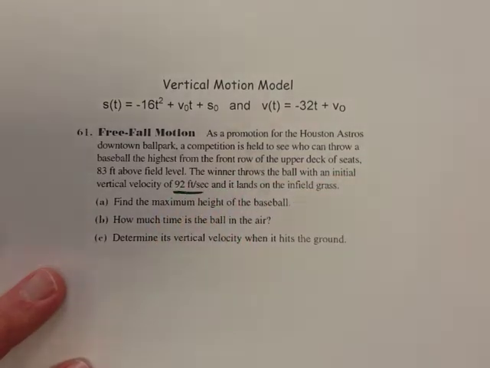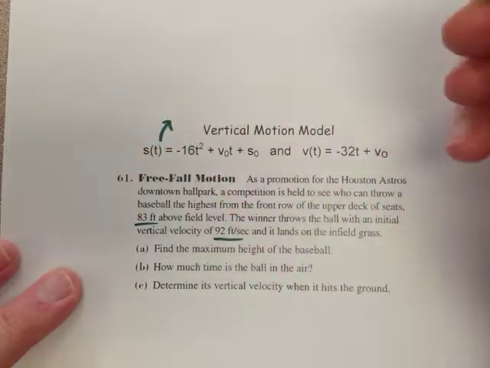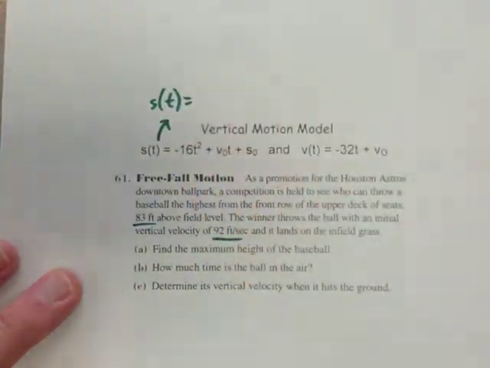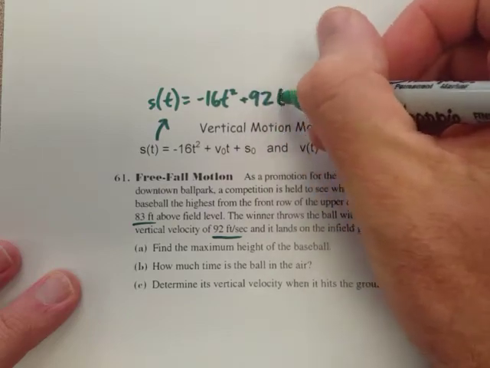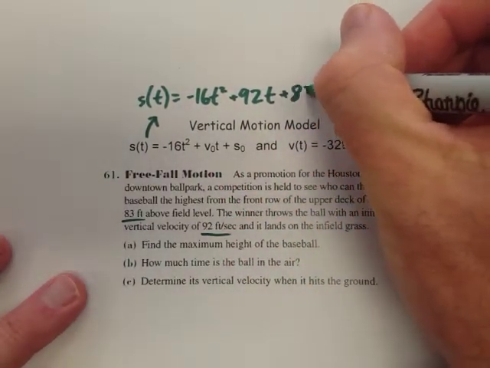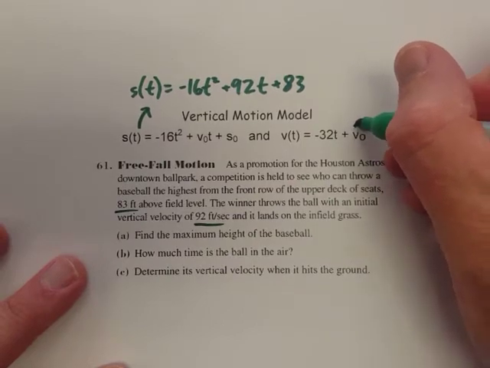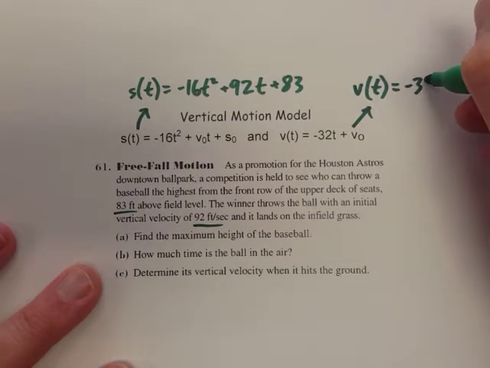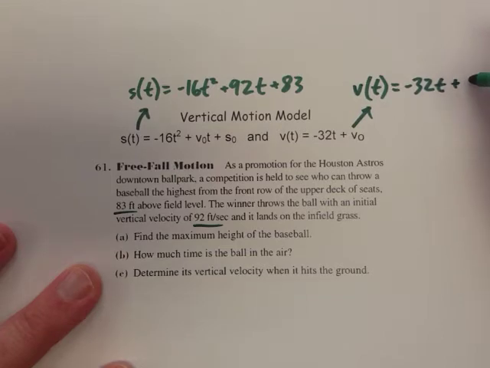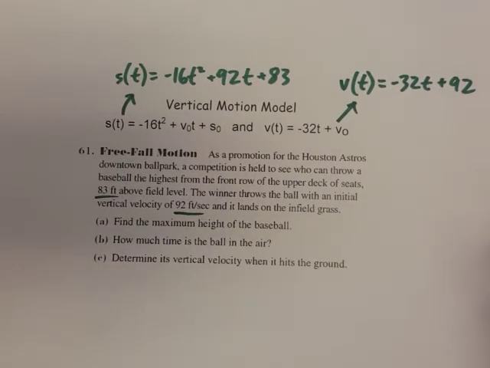So we've got the 92, that's the initial velocity, and then 83 is going to be the initial height above the field. So when we plug those in, just looking at these equations here, that's going to mean that s of t is going to be negative 16t squared plus 92t, and then plus 83 for the initial height. Then velocity, we're going to use that formula at some point, so we might as well write the velocity formula too. V of t equals negative 32t plus 92. A couple of different formulas that we'll use throughout the process here, but you'll find out as we go along what that's going to be.